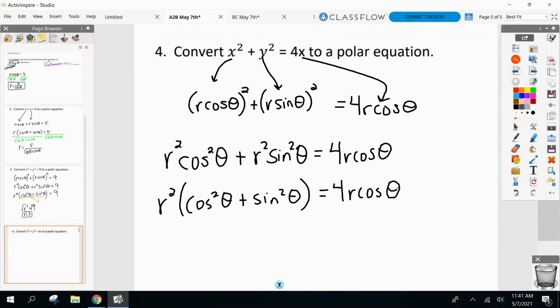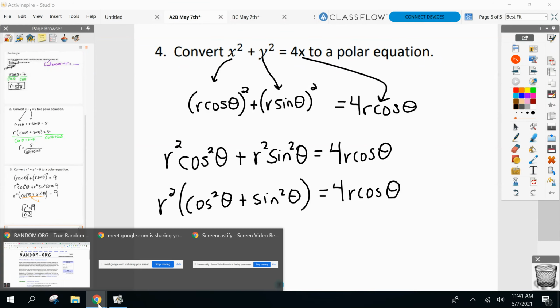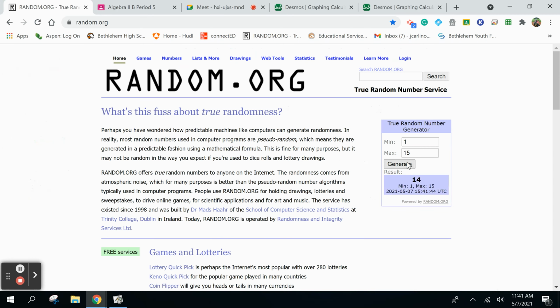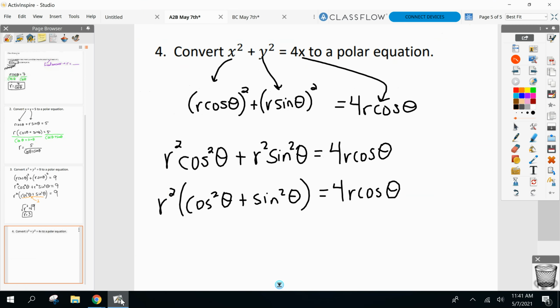Oh, I see cosine squared plus sine squared. I know what that's equal to. What's that equal to? Cosine squared plus sine squared. Kian, cosine squared plus sine squared. What's it the same as? X plus Y. Did we write that at the very beginning here? Cosine squared plus sine squared.